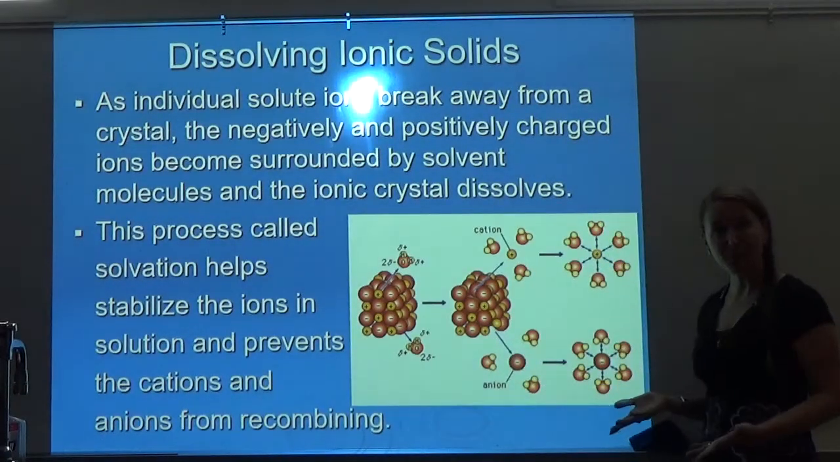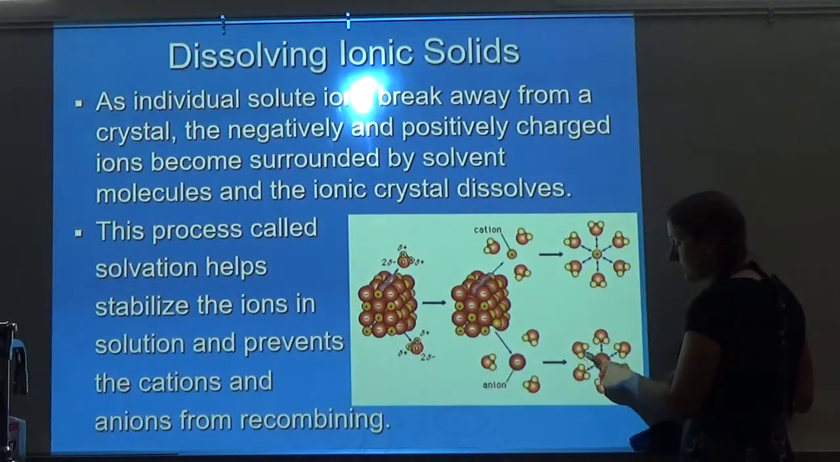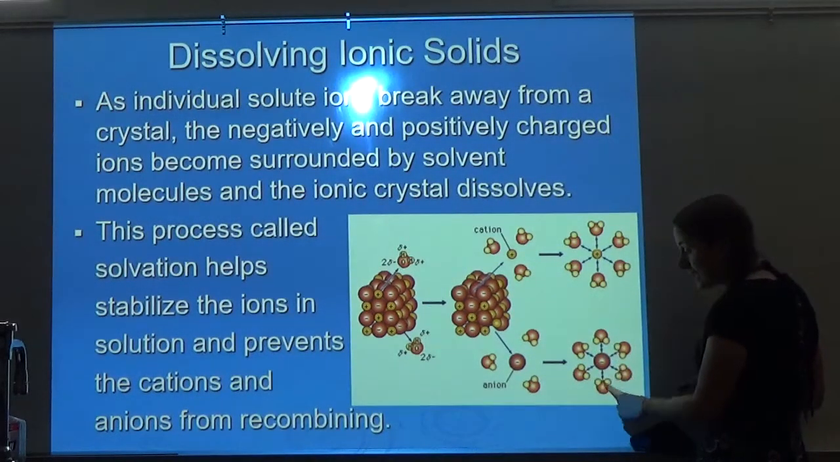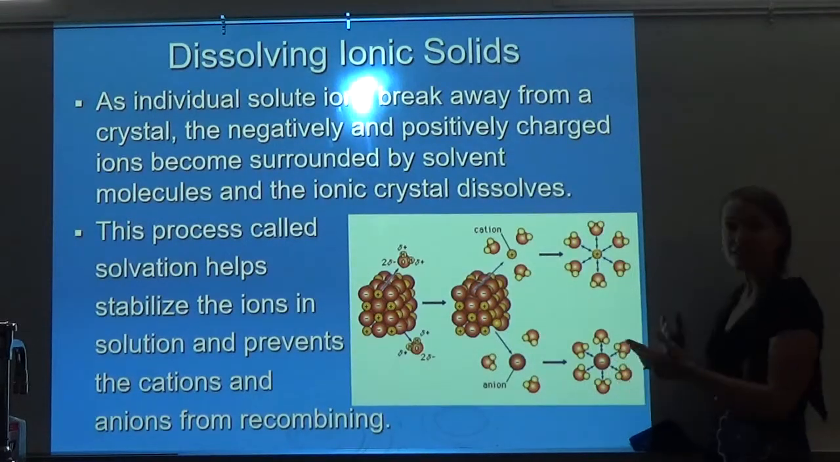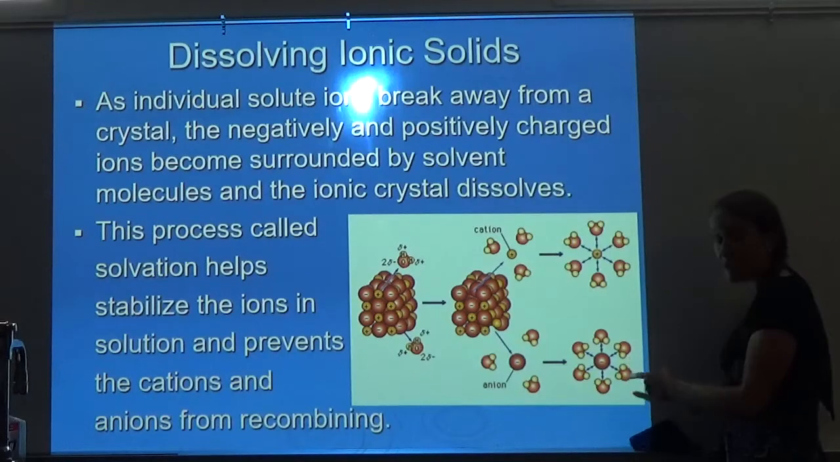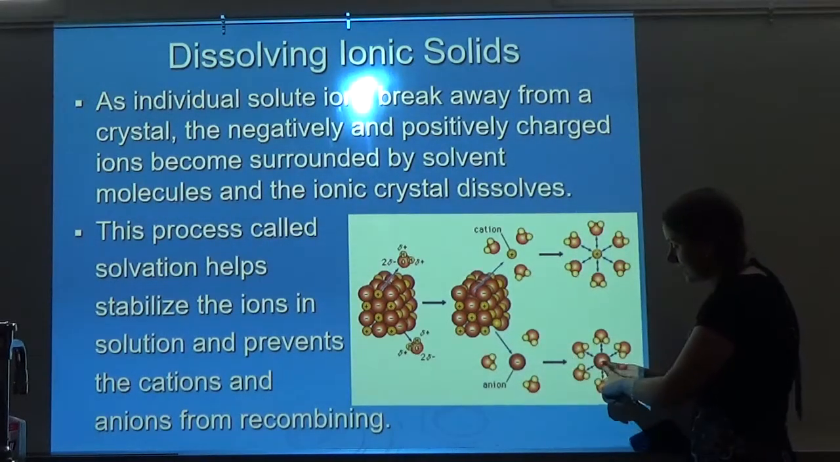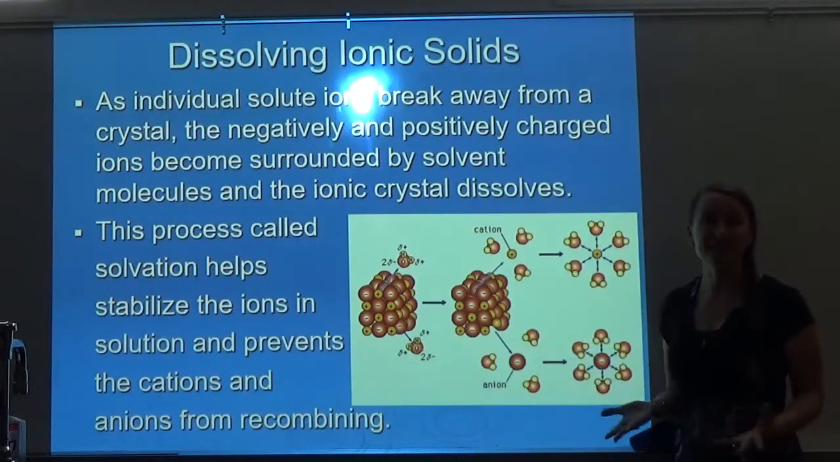because the hydrogens are partially positive and the anion is negative. Again, the water molecules surround the anion, but because anions are negative, it's the hydrogen side of the water molecules that are attracted to it. And once they surround that anion, it's not free to go back and reattach to the crystal.